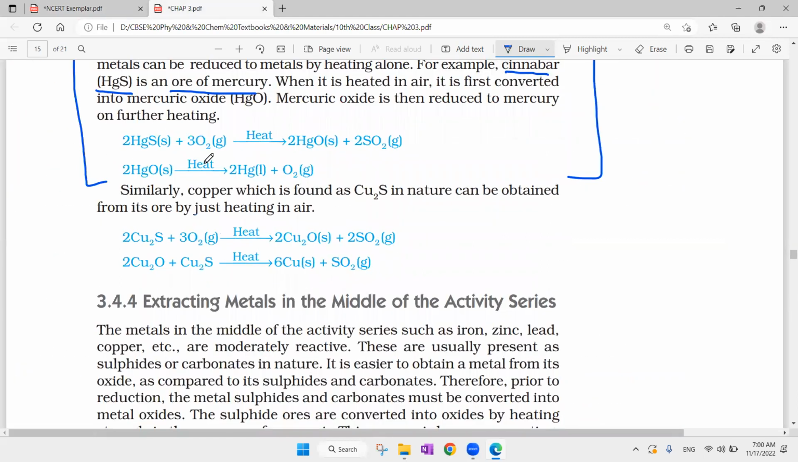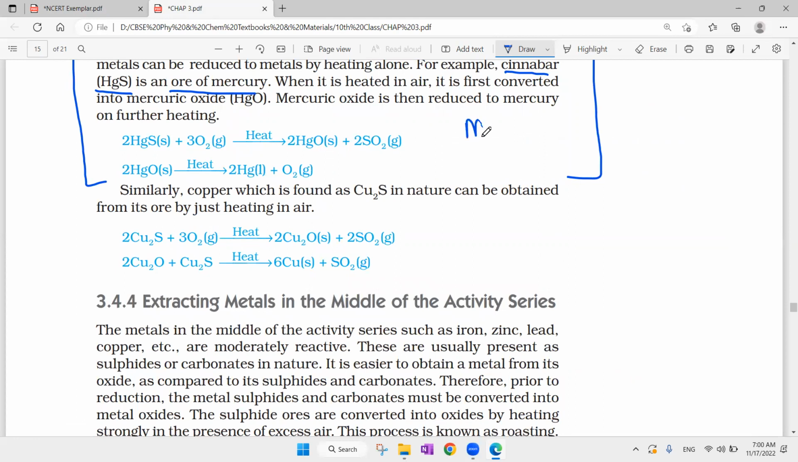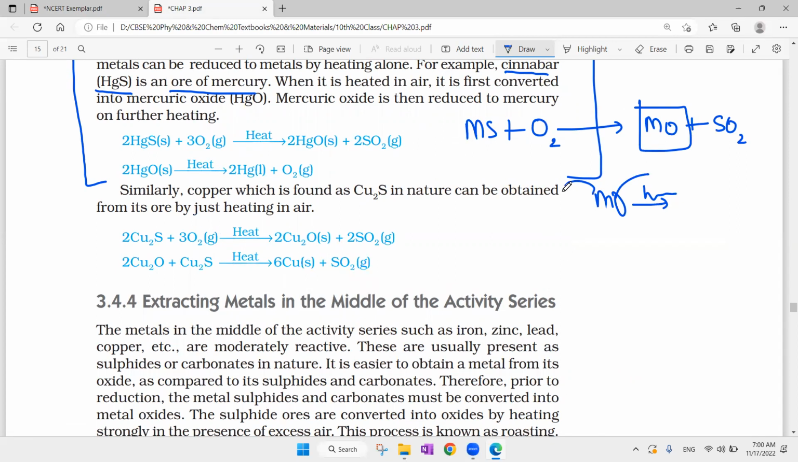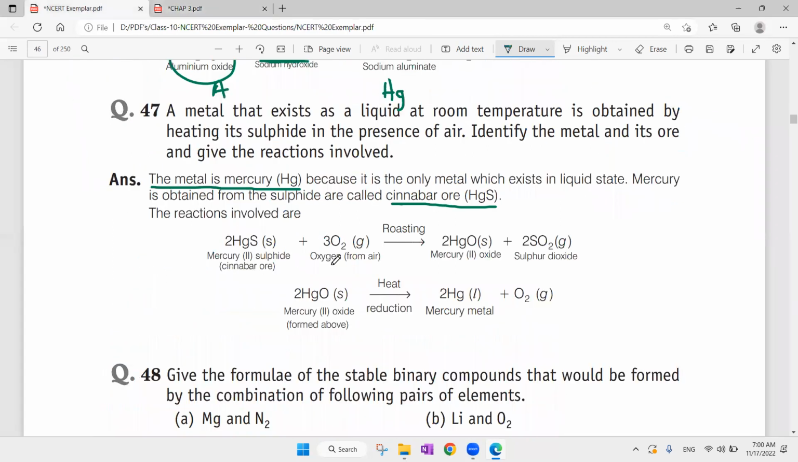HgS plus O2 gives rise to metal oxide. Metal sulfide, we are heating in presence of oxygen, nothing but roasting. It becomes metal oxide plus sulfur dioxide. Again, we are taking this metal oxide. Then we will heat so that oxygen and metal can be separated out. Same two equations, you can write it here. Done.